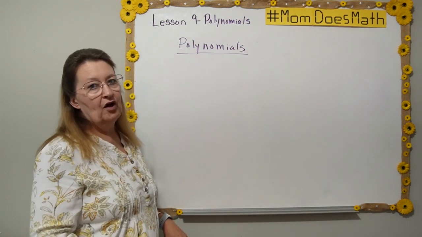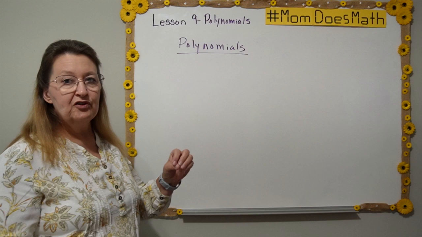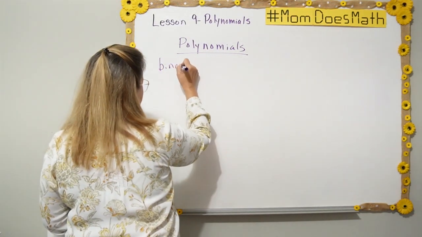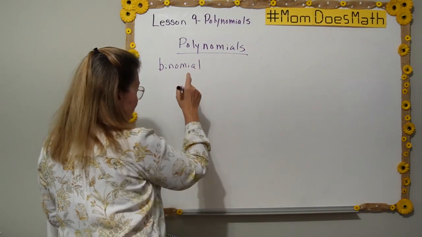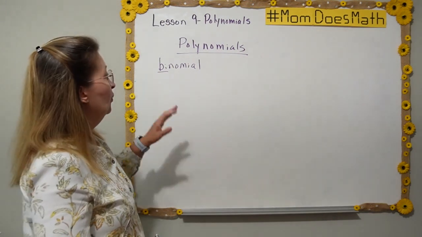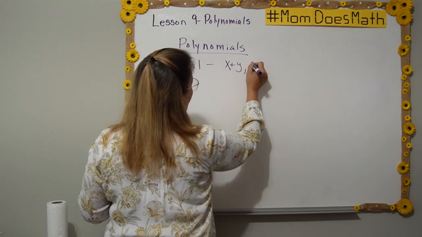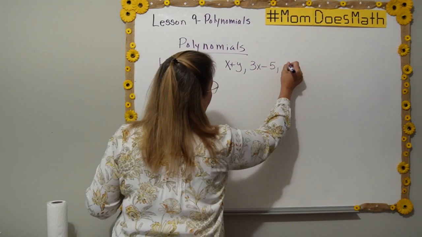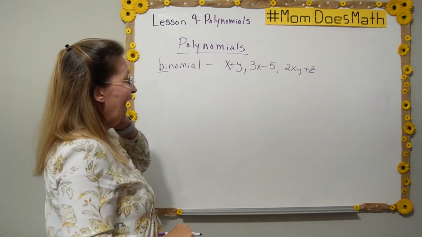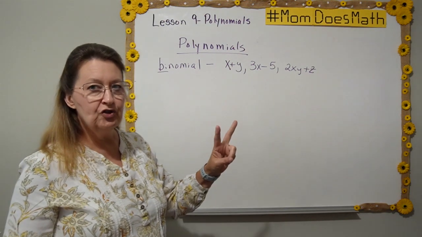Now let's talk about polynomials for just a second, because there are layers to the polynomial. There's special names for certain polynomials. And I know these are going to come back. So, for example, first, there's a binomial. What does bi mean? 2. Like a bicycle, 2 wheels. Well, a binomial has 2 terms. So some examples would be x plus y, 3x minus 5, 2xy plus z. These are all binomials. How many plus and minus signs do each one of these have? They have 1. That's what separates your terms.